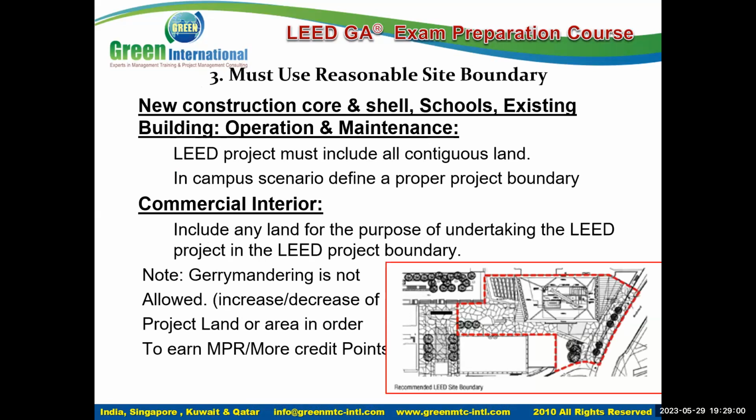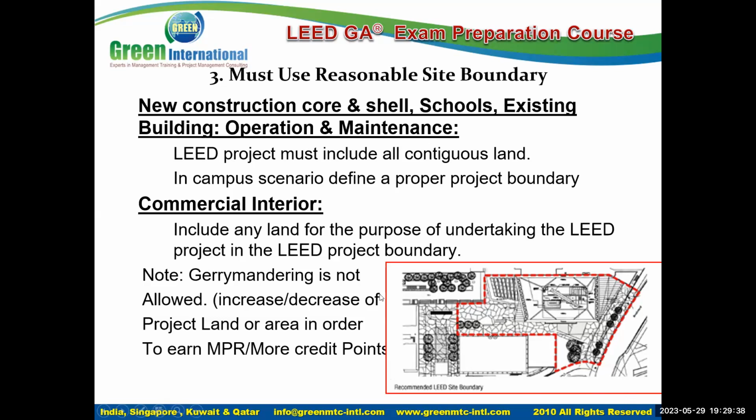The third is must use a reasonable site boundary. I think I explained this in detail yesterday. So let's say the dotted line is the LEED boundary and this red rectangle is the site boundary. This would be all right and it would go ahead for certification. Whereas if it was the other way around, if the rectangle was the LEED boundary that you're choosing and the dotted boundary is your site boundary, that would not be applicable. The LEED boundary always has to be smaller than or equal to the site boundary. It can be the same as the site boundary also.